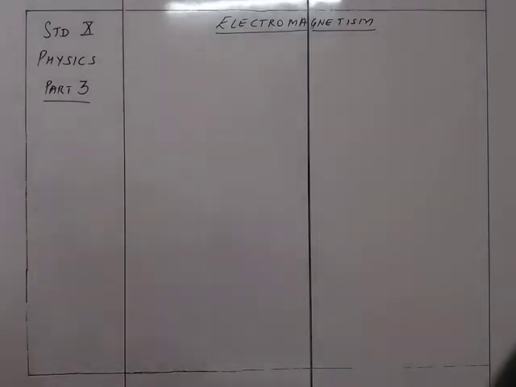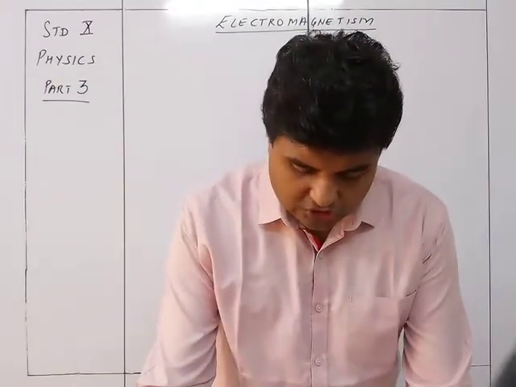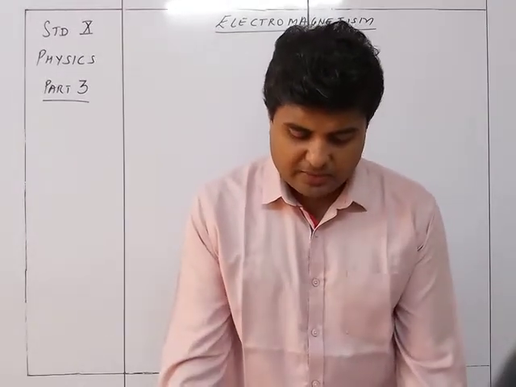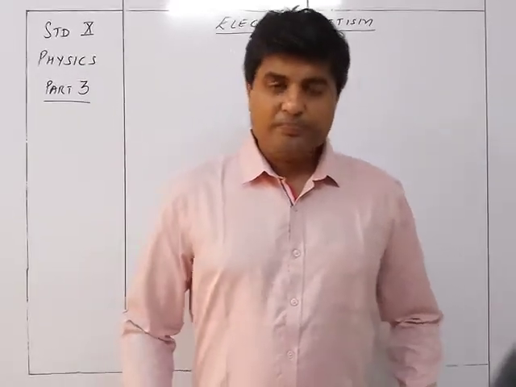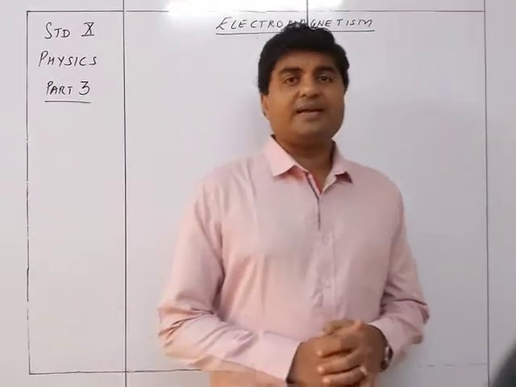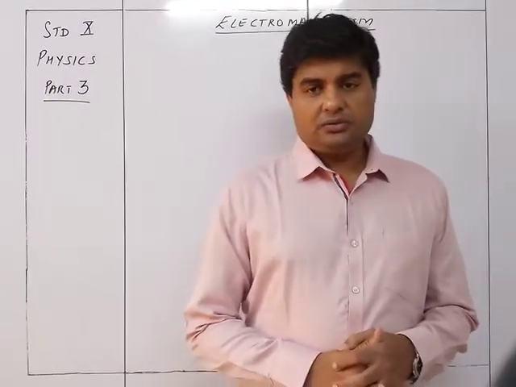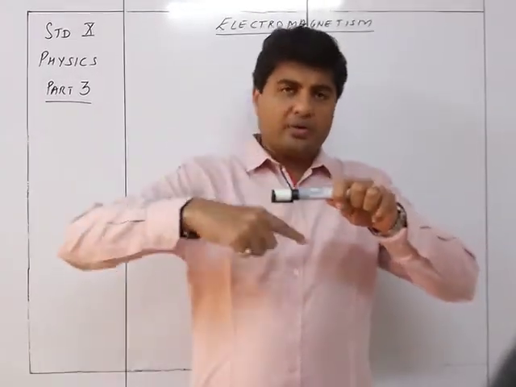So we continue with the chapter electromagnetism, and we are in the second part of the chapter, that is force on a current carrying conductor in a magnetic field and its application in DC motors. So up till now we studied that whenever there is a current carrying conductor, the current carrying conductor will have a magnetic field around it, right?